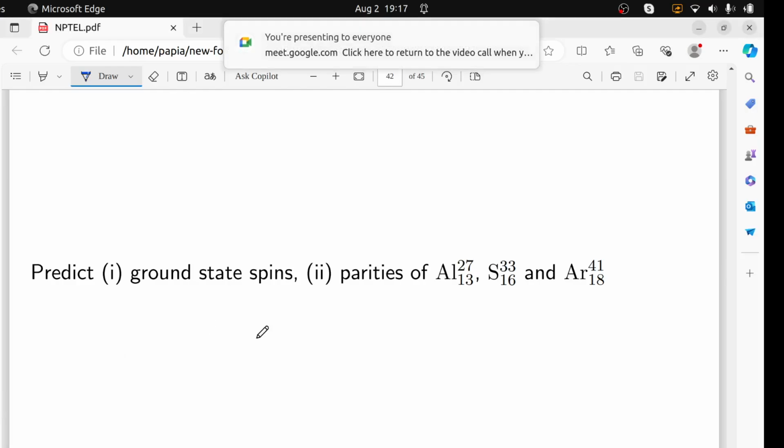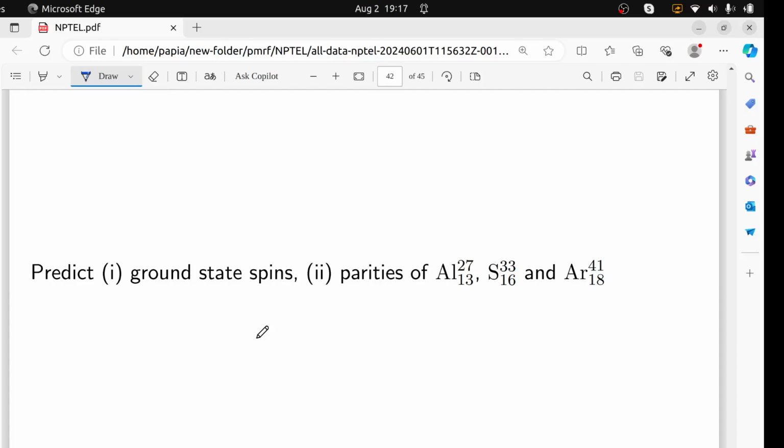I hope you can see the screen, the ground state spin and parity question. Is it visible? Yes, ma'am. Okay, fine. I'm really sorry, the laptop was hanging in between.